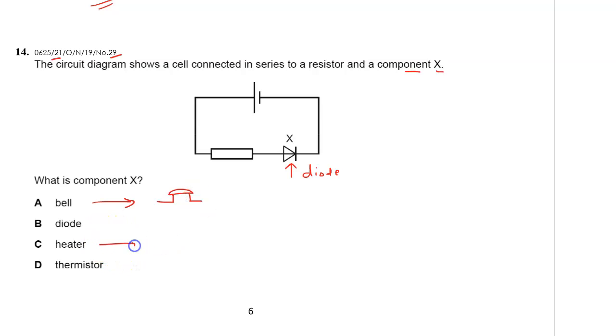The symbol for a heater in a circuit looks like this. This is how the symbol of a heater looks. And of course, a thermistor looks like this. This is a thermistor. But then this is a diode, which is shown right there. So the answer is B.